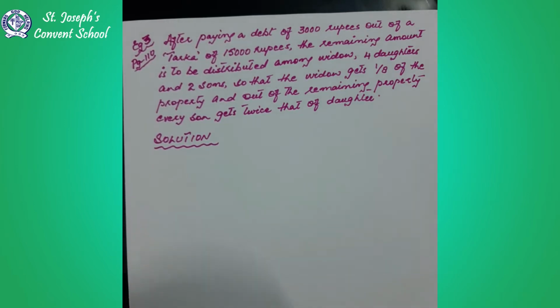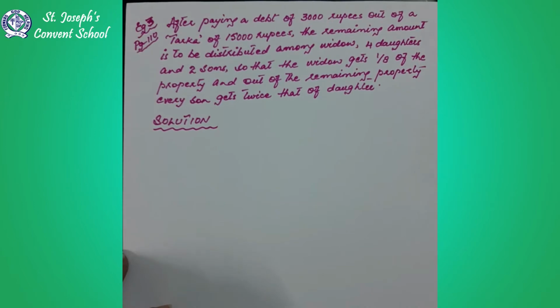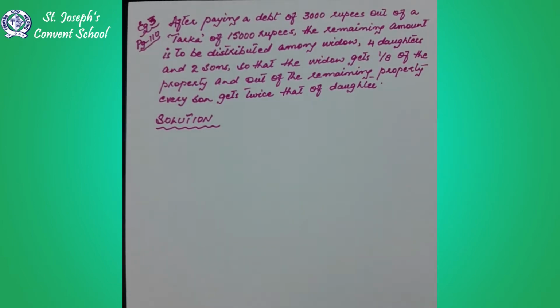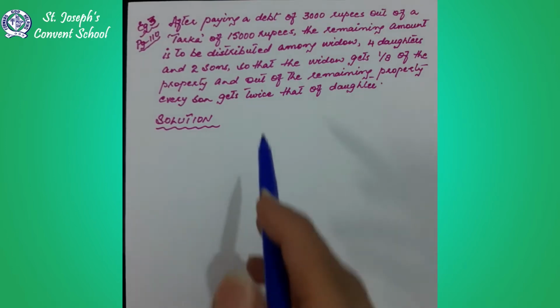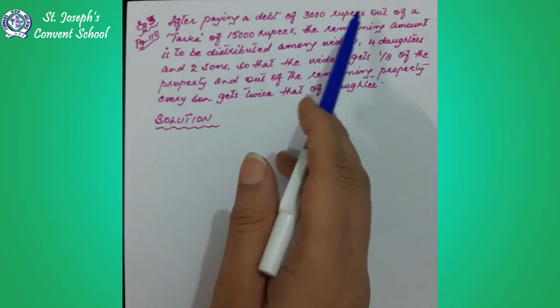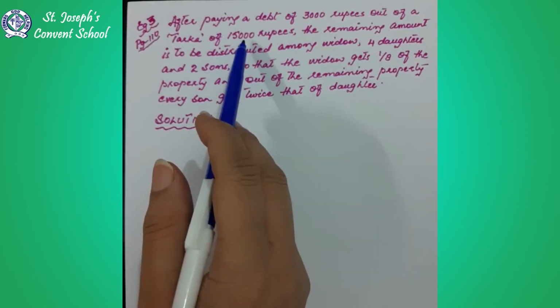Okay, let me read the question. Question is, after paying a debt of 3,000 rupees, now in this question the debt is given. So this amount you have to pay it before dividing the property. So debt of rupees 3,000 out of a tarka of 15,000 rupees.